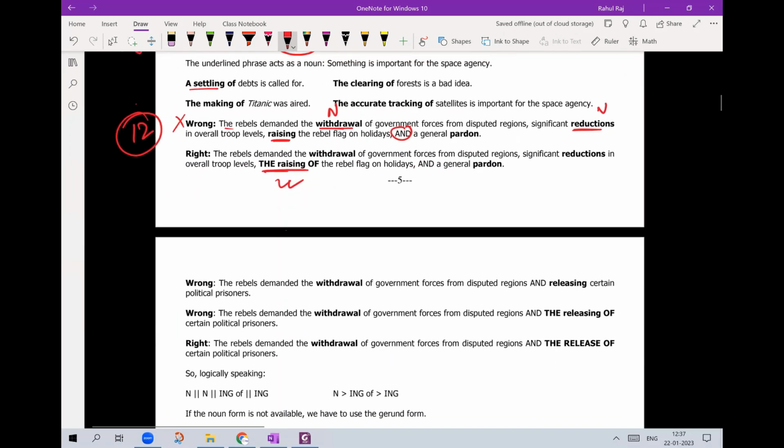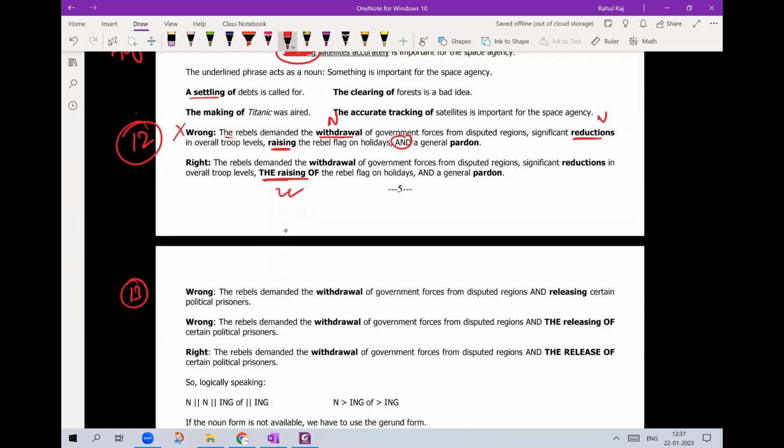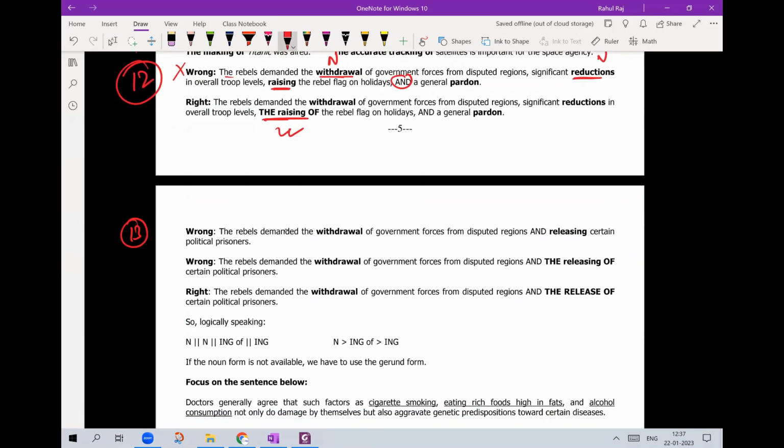Don't worry. Now, this is question number 13. Question number 13 is trying to say the rebels demanded withdrawal of government forces, so this is a noun, and releasing certain political prisoners. This is a noun. The rebels demanded withdrawal of government forces and releasing of, this is a noun. But all are wrong. They are trying to say the rebels demanded withdrawal of government forces and release of certain political prisoners. So this is right.